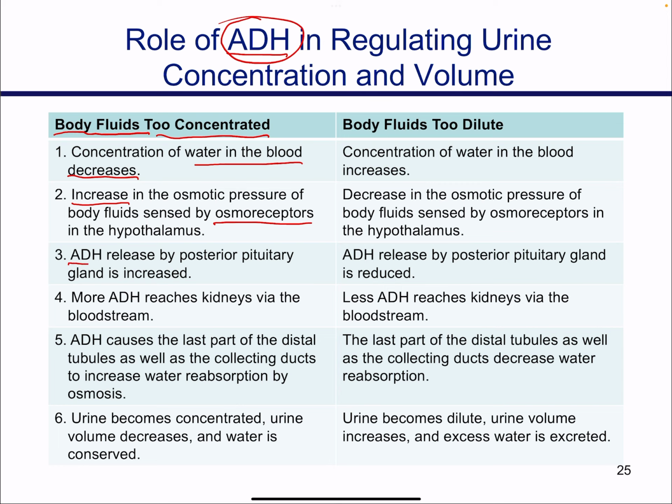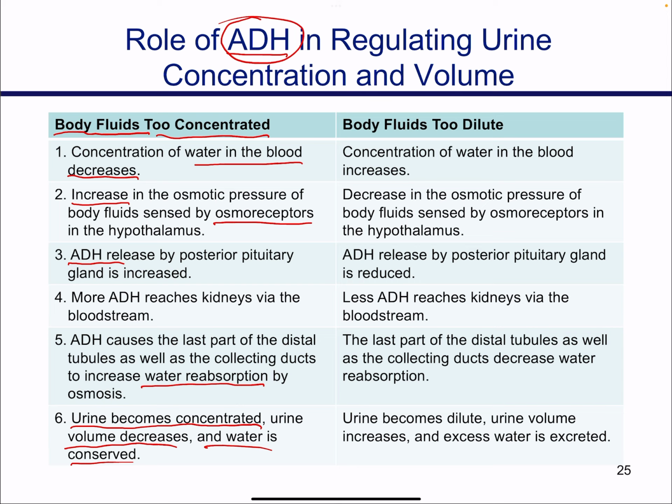That ADH that is released is going to flow in the body, go to the kidney, and cause the kidney to increase the reabsorption of water. By increasing the reabsorption of water, this is going to cause water to flow into the tissues, right? It flows into the tissues, and the urine is going to become more concentrated, right? The urine volume is going to decrease, and the water is going to be conserved.